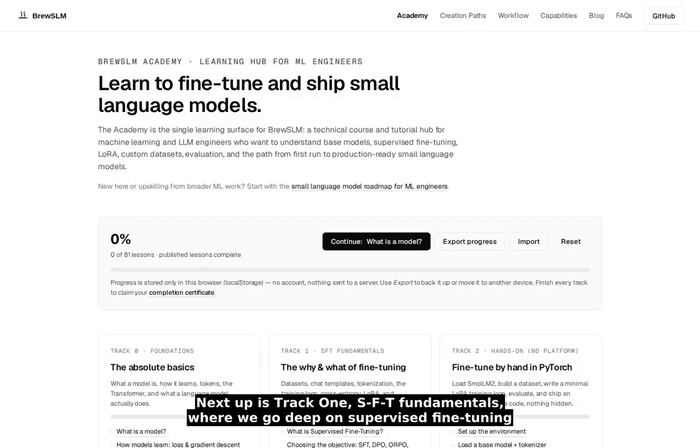Next up is Track 1, SFT Fundamentals, where we go deep on supervised fine-tuning itself.